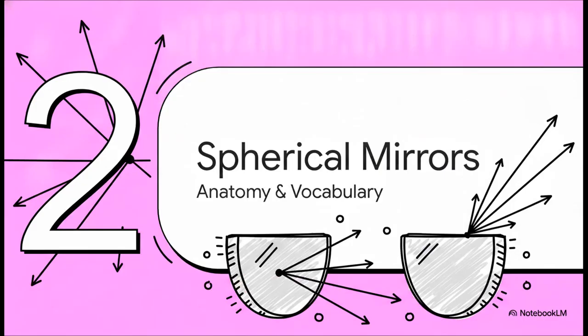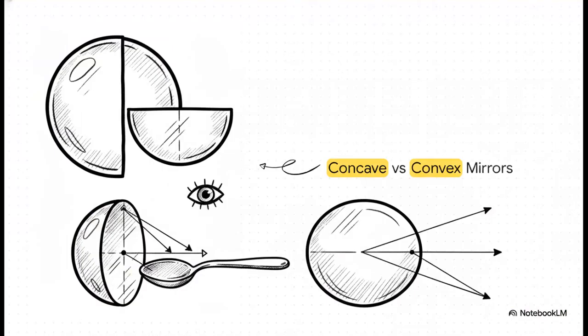Moving on to Section 2, the anatomy of spherical mirrors. Now that we know we're drawing straight lines, we really need to get a handle on our toolkit and the vocabulary of the surfaces we're bouncing that light off of. Imagine just taking a big, hollow glass sphere and slicing a piece right out of it. If the reflecting surface curves inward, facing the center of that imaginary sphere, kind of like the bowl of a soup spoon, that's your concave mirror. But if the reflecting surface bulges outward, boom, that's a convex mirror.